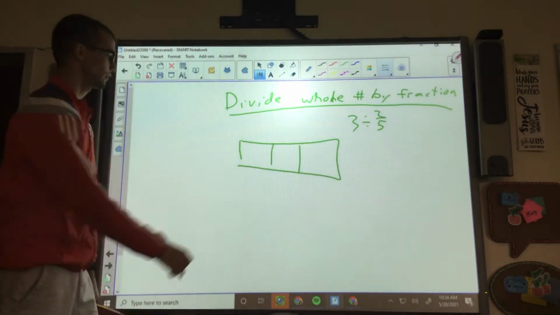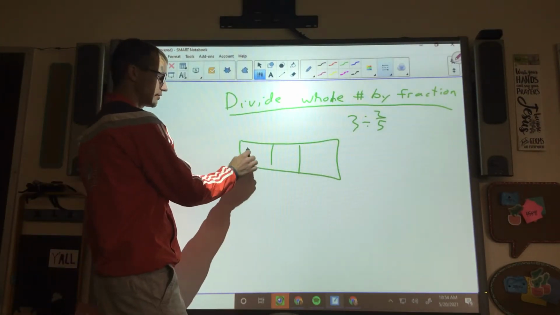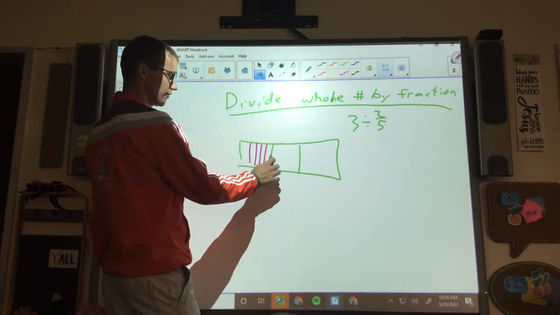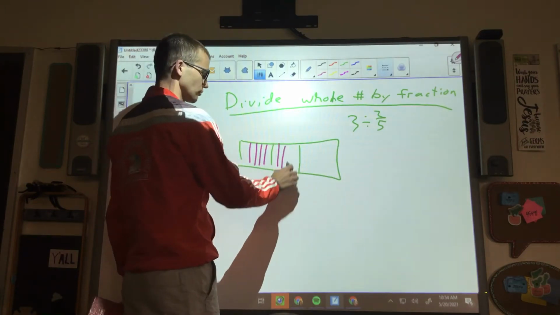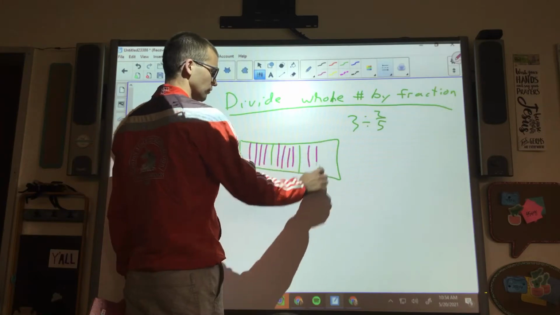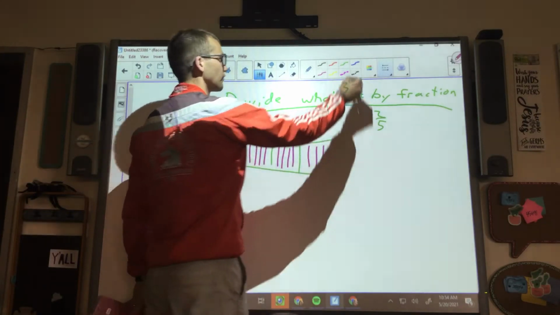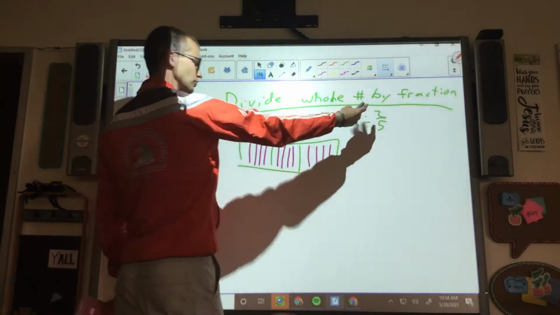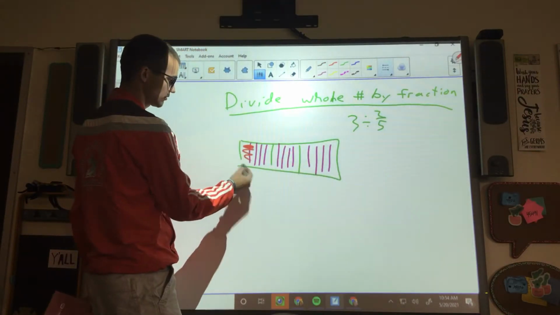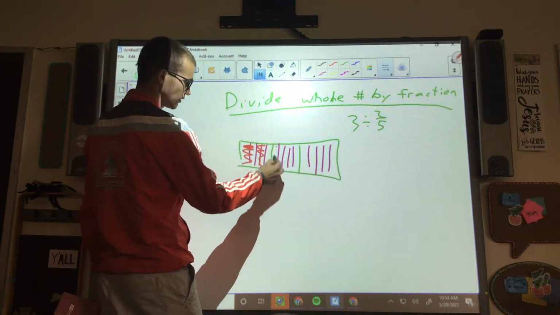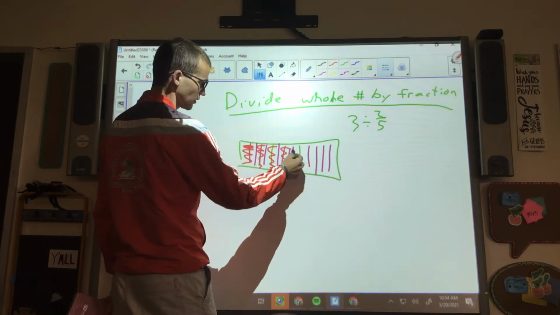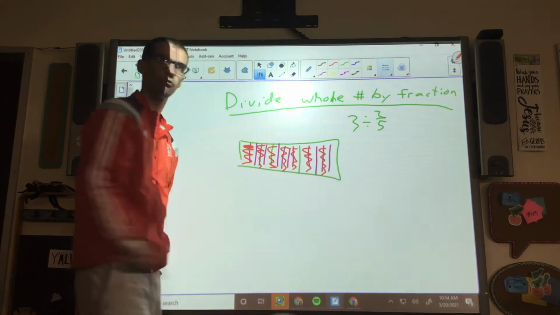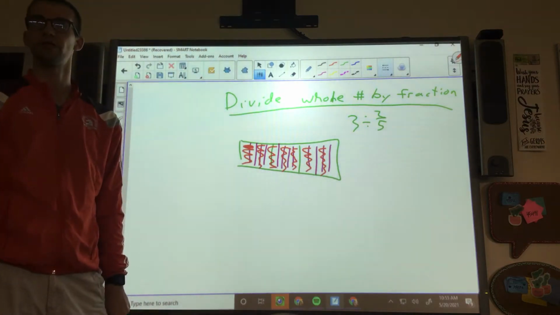3 divided by 2/5. I'm going to switch colors here. That means each of these ones is now, instead of 1 whole, it's got 1, 2, 3, 4, 5 in it. And then let's say I use red to represent every 2/5. Well, that means this is one 2/5, that's another one, this is another one, that's another one, and I got a half of a 2/5 left over.